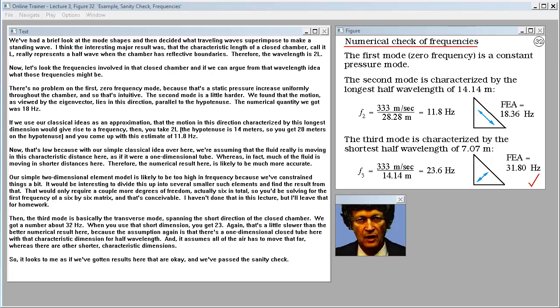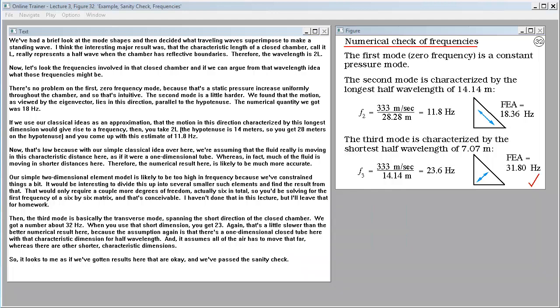So we've had a brief look at the mode shapes and then decided what traveling waves superpose to make a standing wave. I think the interesting major result was that the characteristic length of a closed chamber, call it capital L, really represents a half wave when the chamber has reflective boundaries. And therefore, the wavelength is 2L. Now let's look at the frequencies involved in that closed chamber and see if we can argue from that wavelength idea what those frequencies might be.